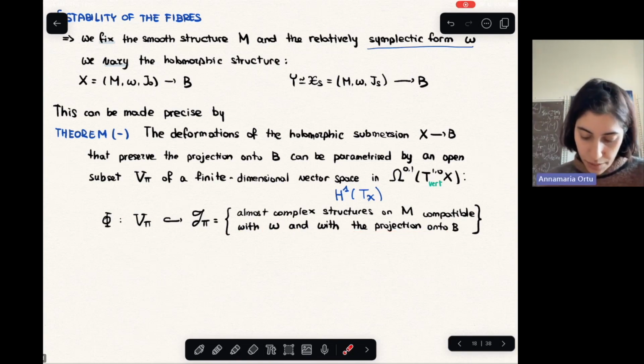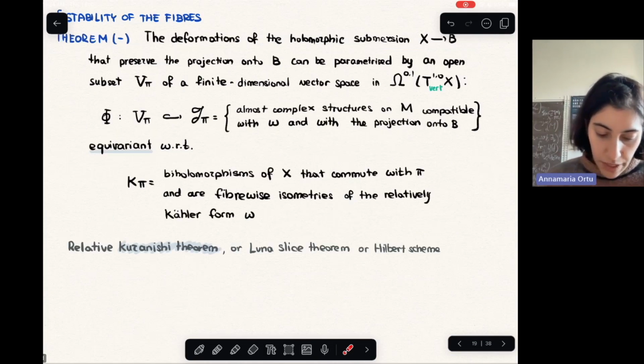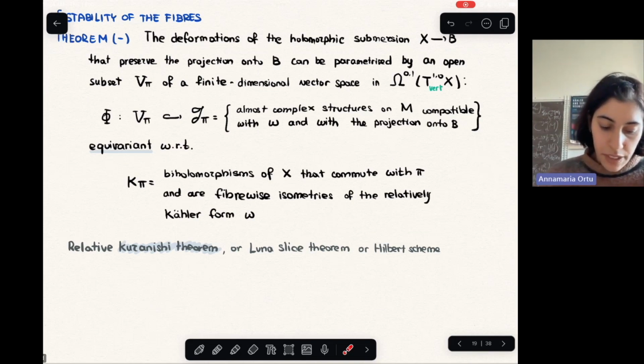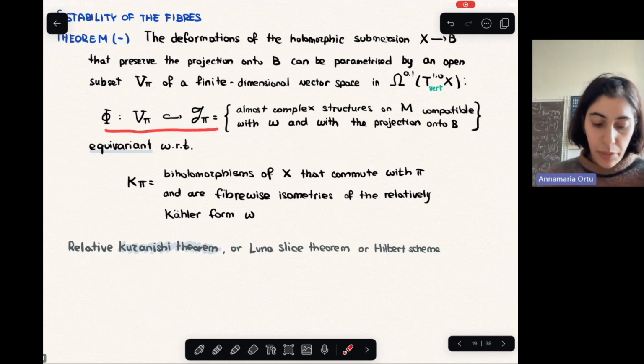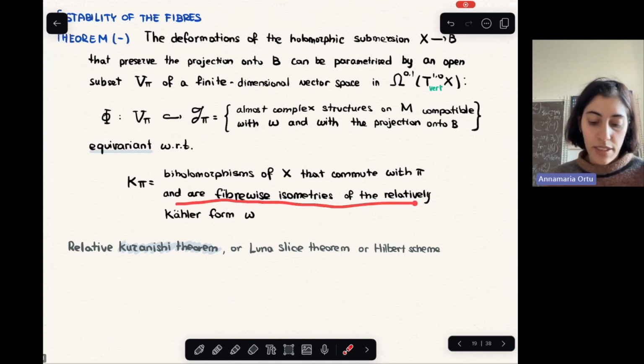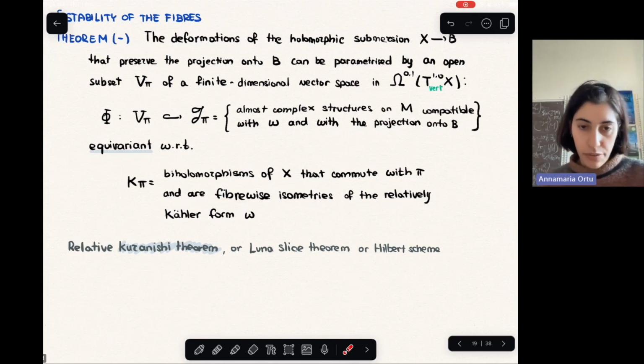And so, this map is equivariant with respect to the action of a group. That's the group of biholomorphisms of X that commutes with pi again, so that preserve the projection onto B, and are also fiber-wise isometries of the relative Kähler form.